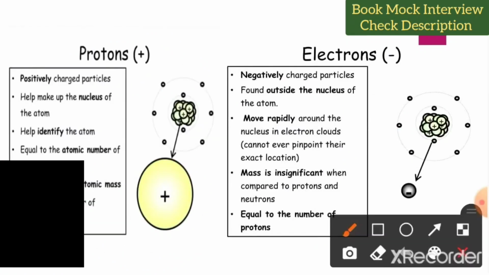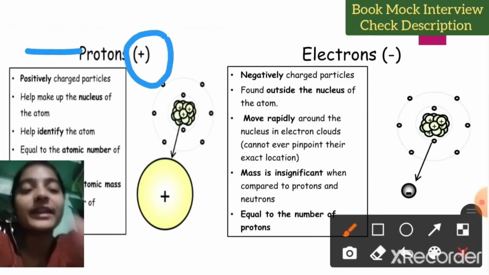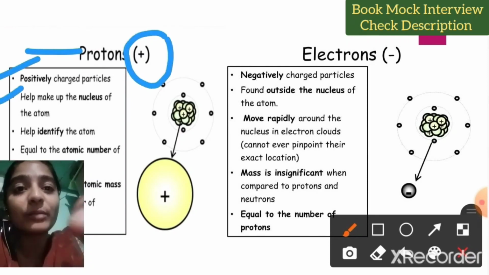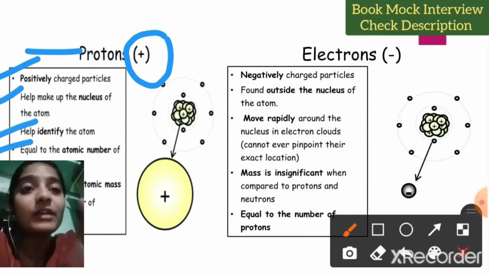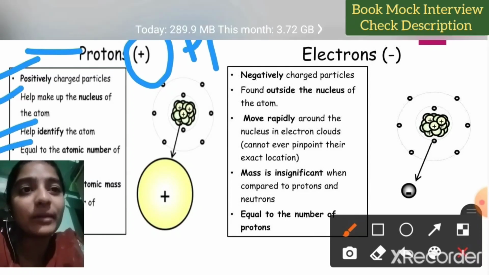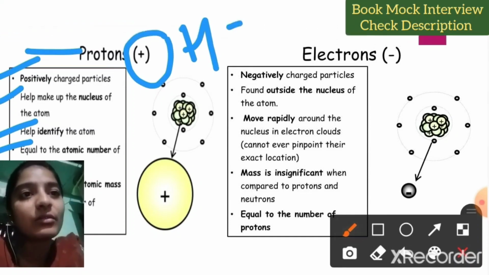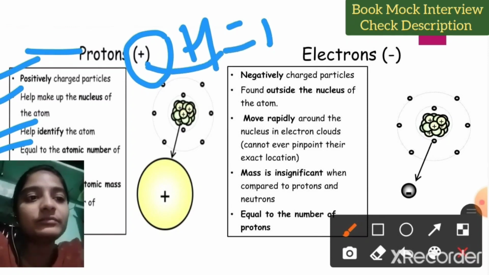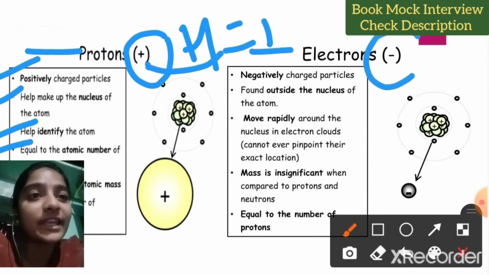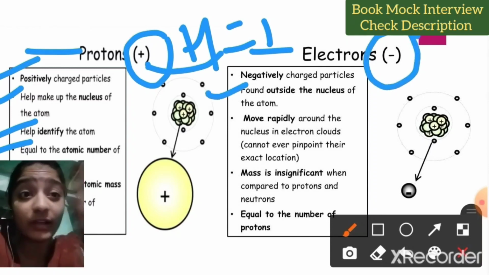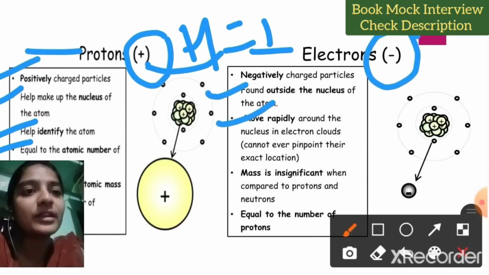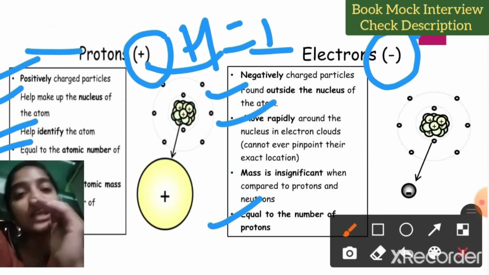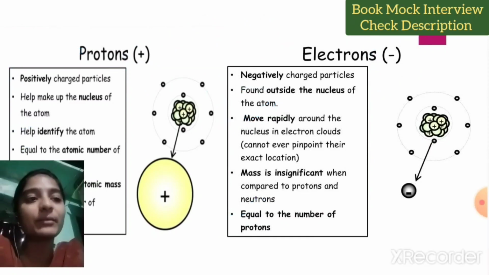Coming to the proton, protons are identified as the positive charge in the atom. Protons are positively charged, help make up the nucleus of the atom, and help to identify the atom, equal to the atomic number. For example, H in the periodic table has atomic number 1, and the number of protons of hydrogen is also 1. Then coming to the electrons. Electrons are negatively charged, found outside the nucleus, and revolve around the nucleus rapidly, forming the electron cloud. The number of protons is equal to the number of electrons, and the number of electrons is equal to the number of protons.